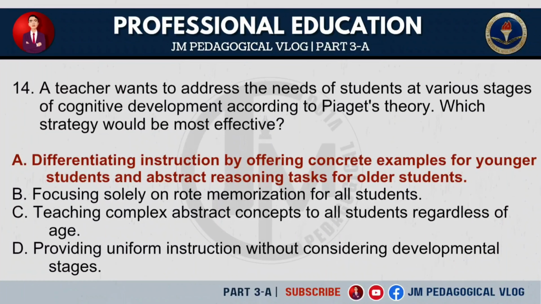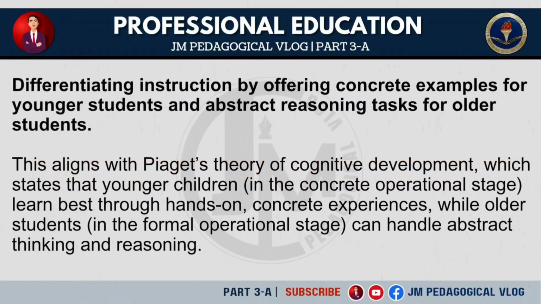A. Differentiating instruction by offering concrete examples for younger students and abstract reasoning tasks for older students. This aligns with Piaget's theory of cognitive development, which states that younger children, in the concrete operational stage, learn best through hands-on, concrete experiences, while older students, in the formal operational stage, can handle abstract thinking and reasoning.